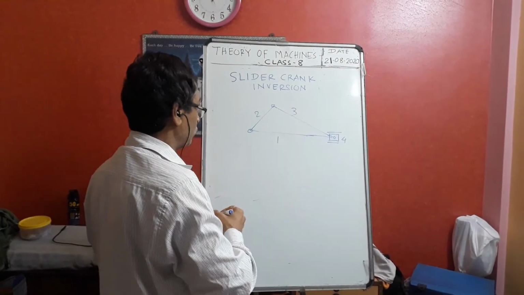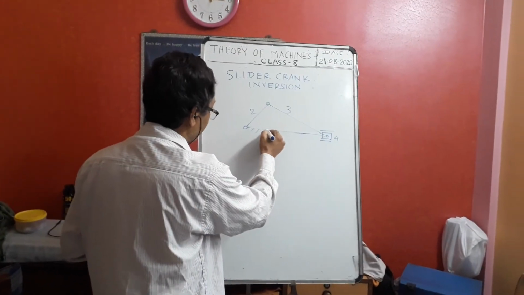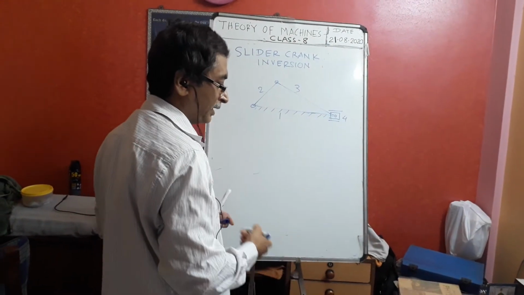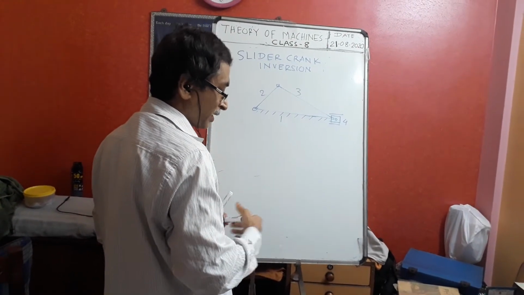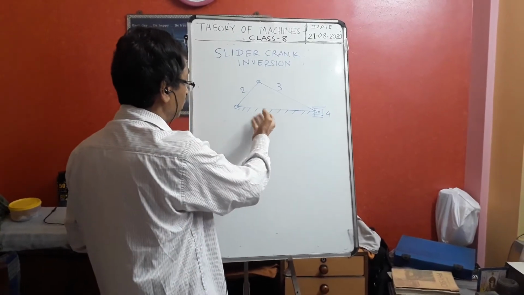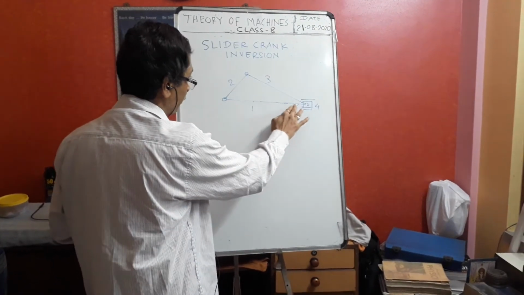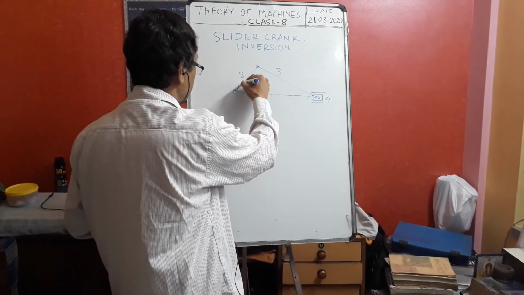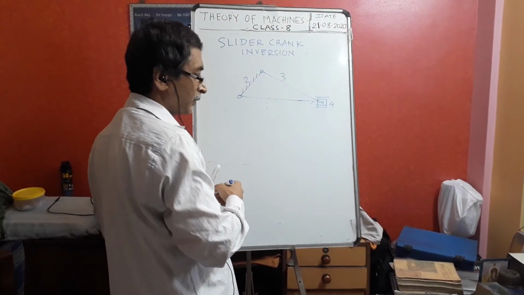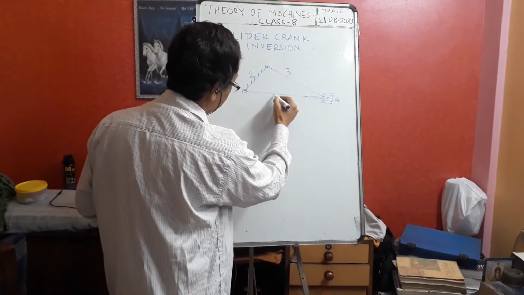Just a recapitulation of 1 to 2 minutes. In the first case, there is inversion 1. If I fix link 1, then I will get all the reciprocating engines: steam engines, internal petrol engines, diesel engines. These are all inversion 1. And if, instead of fixing 1, we fix 2, then I am getting the rotary engine. That means now the body is not grounded.